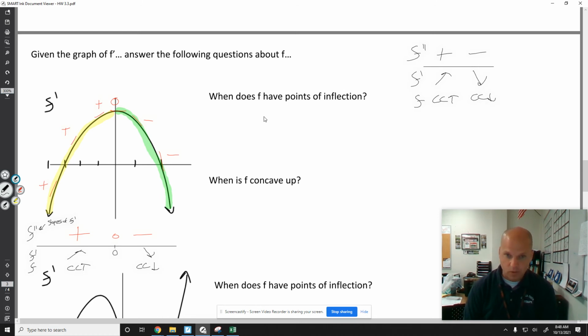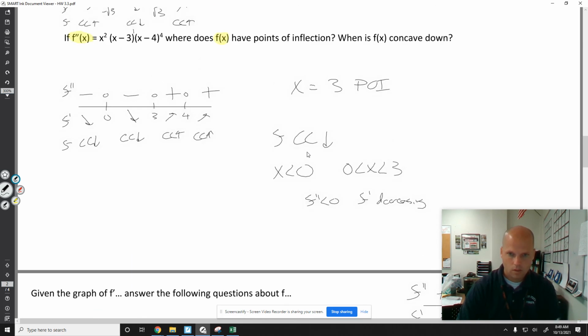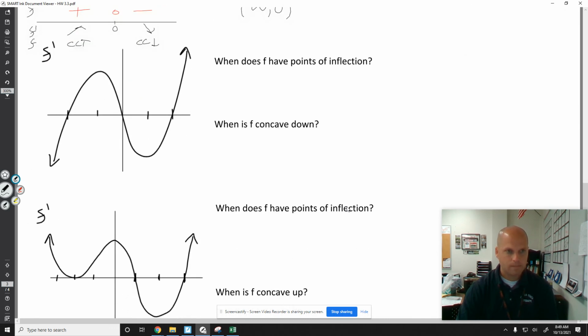So when does f have points of inflection? At x equals 0. When is f concave up? When x is less than 0. You could also say from negative infinity to 0. These are the same answers. Okay, and I could have given you the interval notation, negative infinity to 0 and 0 to 3 here. Okay, here's another one.